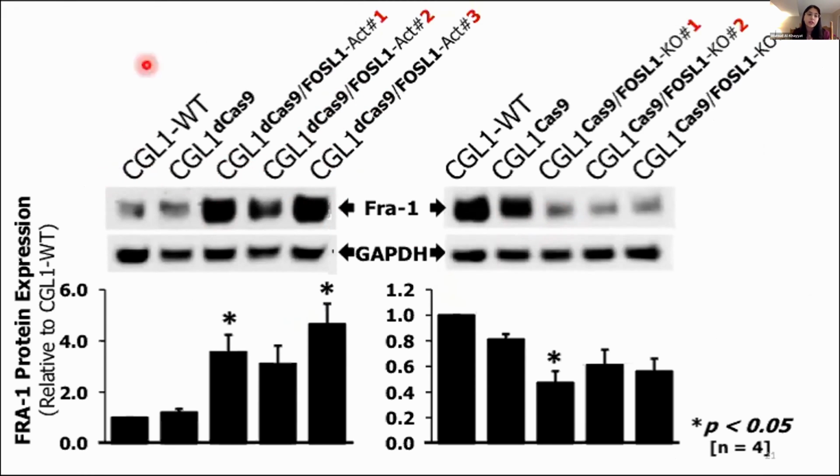Very quickly, on the left side of the slide we have two control cell lines: the wild type of CGL1 and the wild type of dCas9. Then we have three different versions of the Fosl1 activation, in case one of them doesn't work, so we have a backup plan. We found that activation number 3 showed about a twofold increase in FRA1 protein, which is great. With the knockout system, we also have three different versions of the Fosl1 knockout, and we found that knockout number 1, based on the stats, gave us a reduction of the protein.